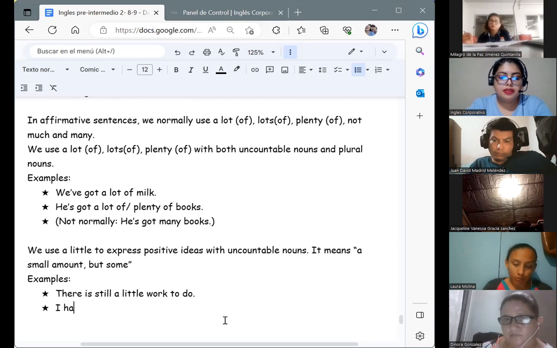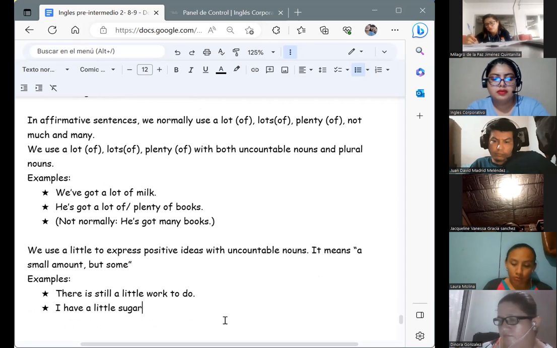Then I have a little sugar in the jar. So in this case, you have almost nothing in the jar, but you have a little here. So in this case, I have a little sugar in the jar.